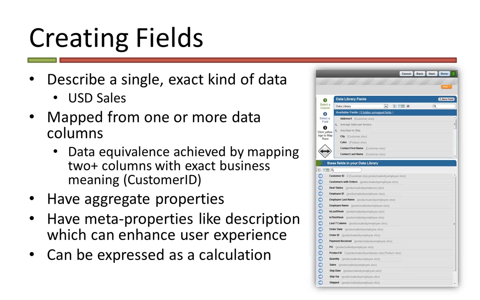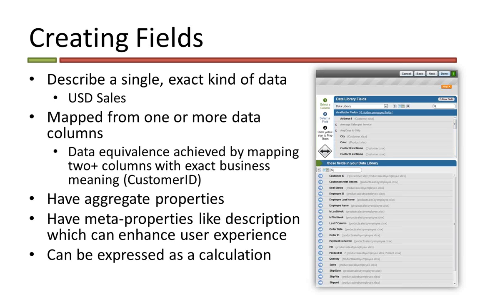When we create the fields and we map data from the columns in the data sets, we're mapping from one or more data columns in order to achieve data equivalence. So I may have 2 data sets, and in my examples I typically have a transaction file. It's got a customer ID in it, and I have a customer file. It has a customer ID in it, and we map those 2 different columns into a singular field in the library called customer ID. They have the same data equivalence, the same business meaning, and therefore we're only going to ever have one customer ID field in our library.